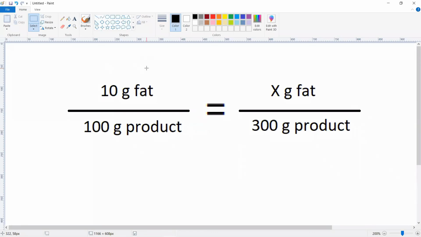Let me see if I can visualize it. I apologize in advance. I know it's kind of awkward with Paint, but let's try to make this work. Let's say I have 10 grams of fat for 100 grams of product, and I want to know how much fat is in 300 grams of that product. Well, I'm going to start by cross multiplying, so that's why I'm drawing these arrows right here. And so the left side will become 10 times 300. Let me type that out here.